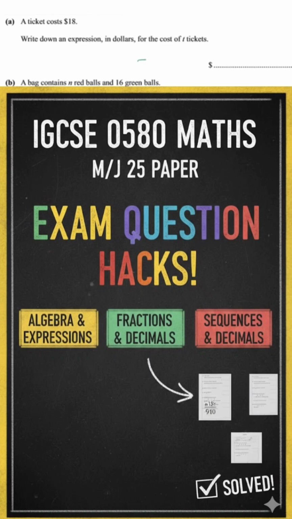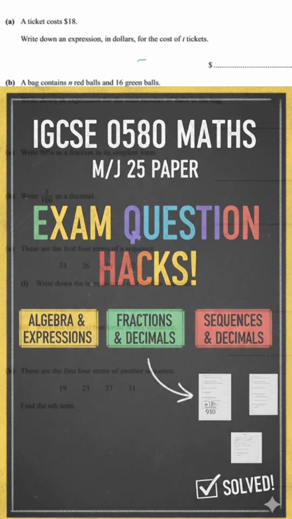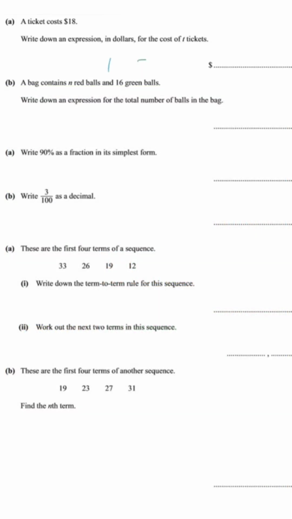In the first question, it is said that a ticket costs $18, and we have to write down an expression in dollars for the cost of T tickets. So we have the count given here and the price of one ticket. 18 is the price of one ticket and T is the count of these tickets. So 18 multiplied by T is 18T. So 18T becomes the total cost in dollars.